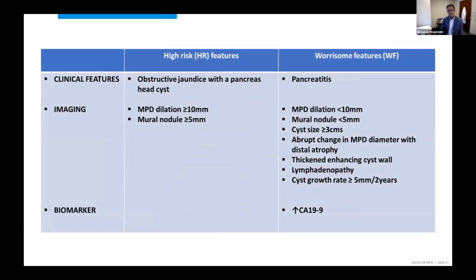Now, I've summarized this in the table here, again, bringing your attention that it's a constellation of clinical features, imaging, and biomarkers that help us determine if there are high risk or worrisome features. And what we do in terms of surgery versus surveillance and how frequently we do surveillance depends on these findings.